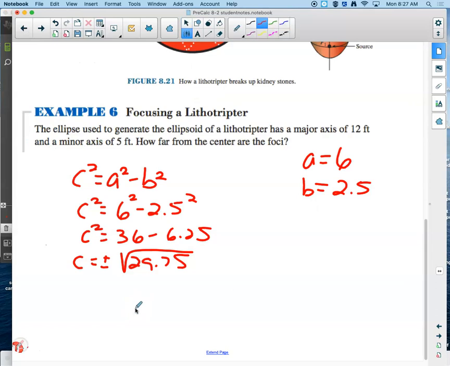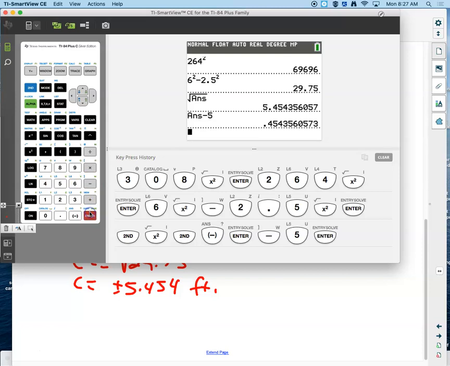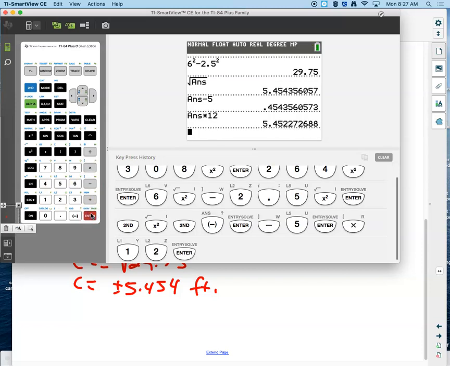That's .454 feet. But again, they'd want to know a little bit closer than that, for goodness sake, so they'd probably change the .454 into inches. So let me subtract the 5 away and then multiply that by 12. So about 5.452 inches.